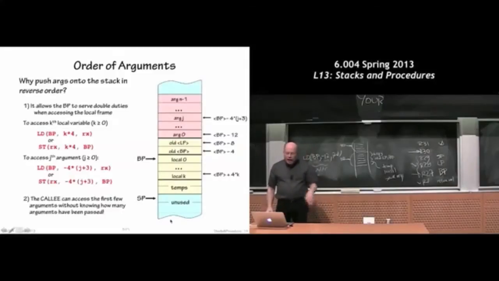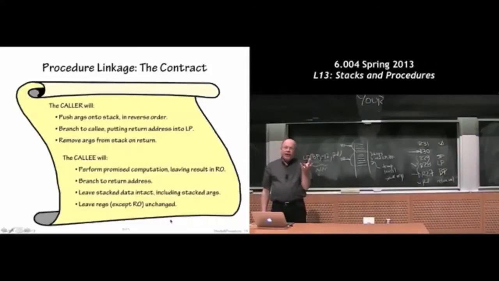So here's our contract. This is the convention we're going to follow. We're going to push the arguments onto the stack, and when you call me, you'll put the return address, where you want me to return, into the linkage pointer. Okay? And since you put the arguments onto the stack, when I return to you, it's going to be your job to take them off the stack.